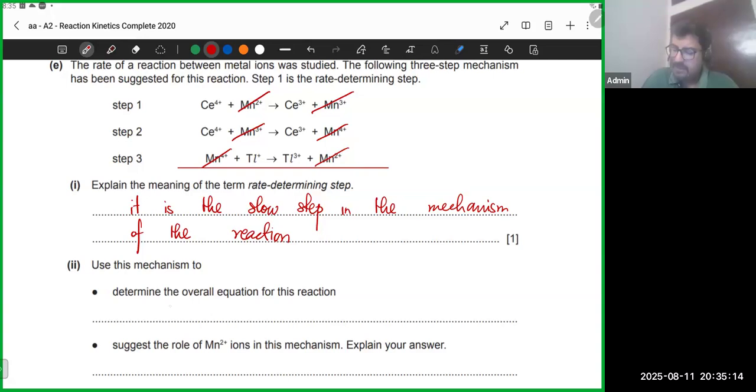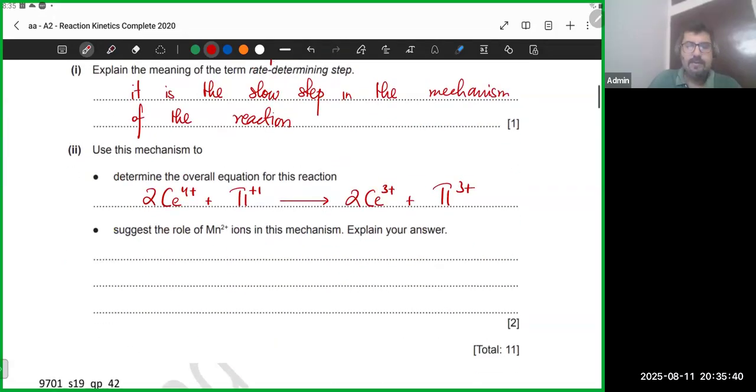So the overall equation: add up the left side, add up the right side. On the left side I see 2Ce4+, and I see Tl+. On the other side I see 2Ce3+, and I see Tl3+ as well. That is my right side.